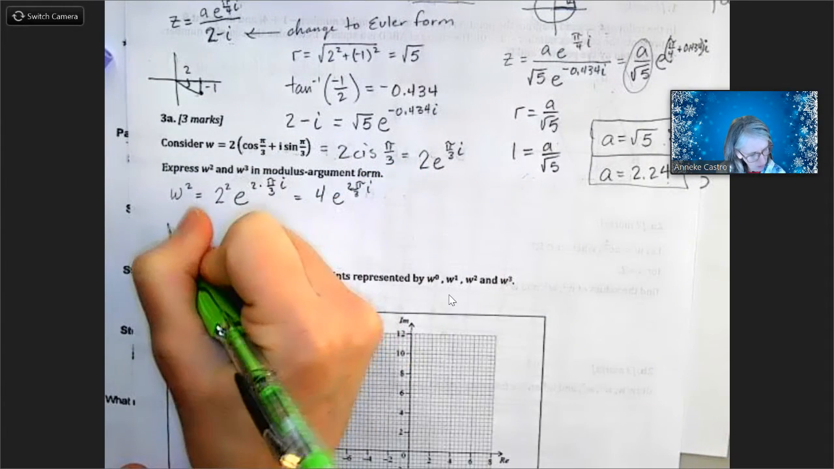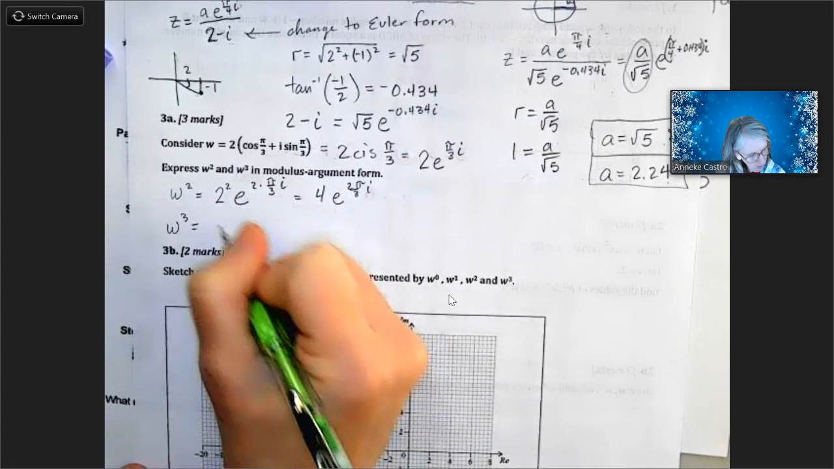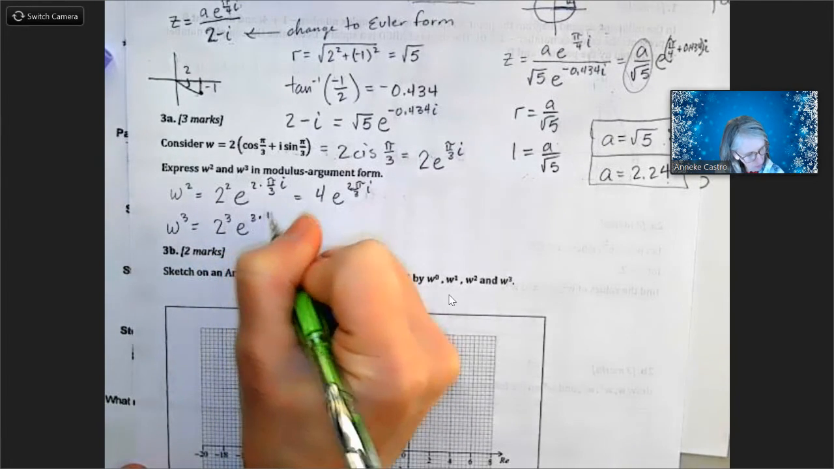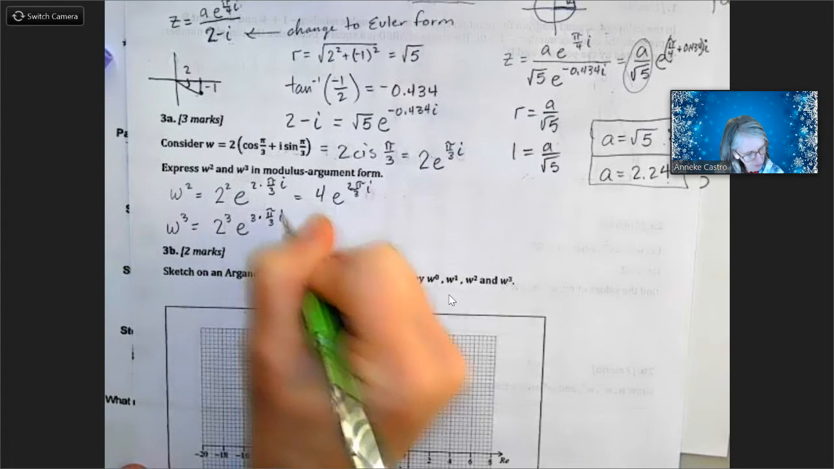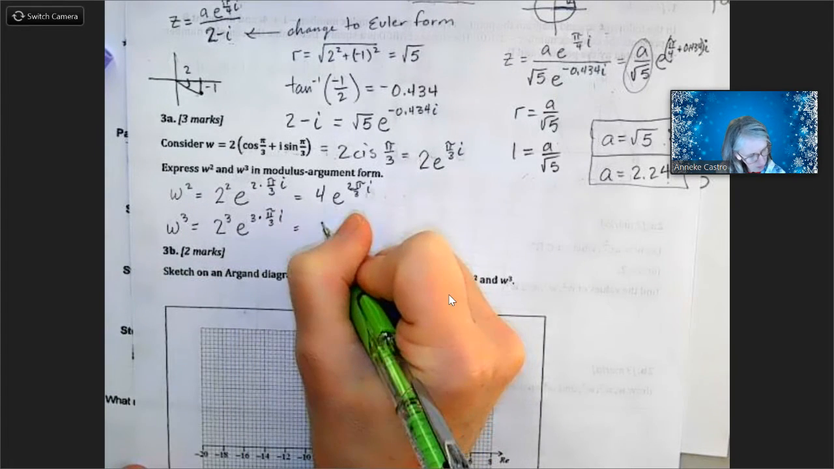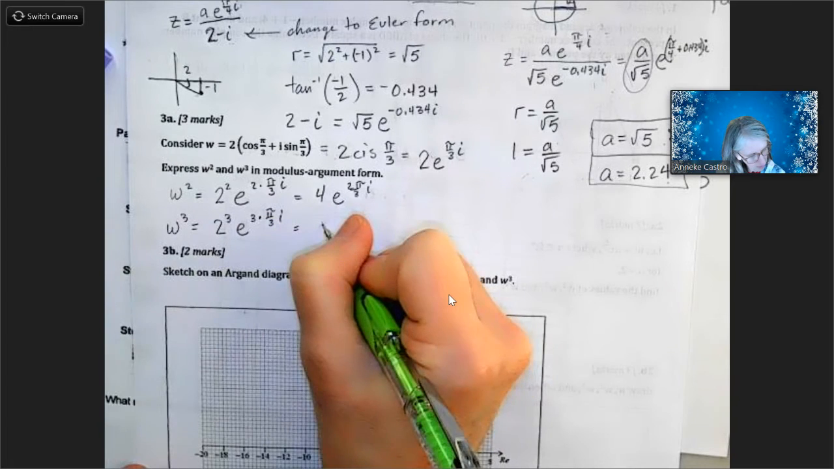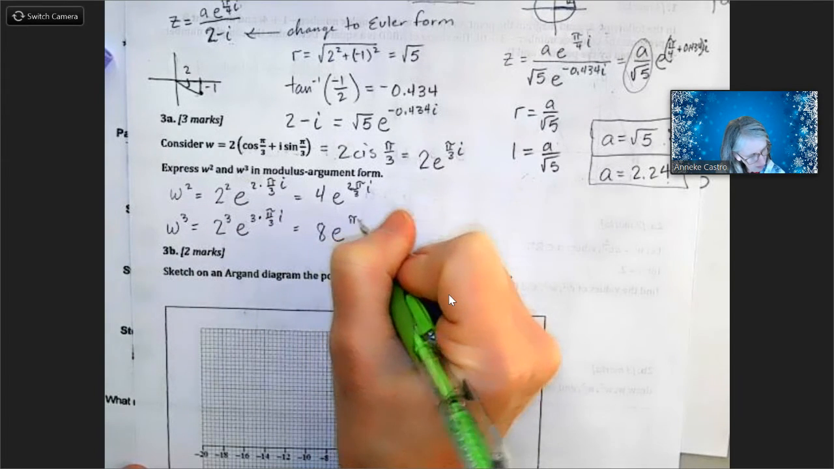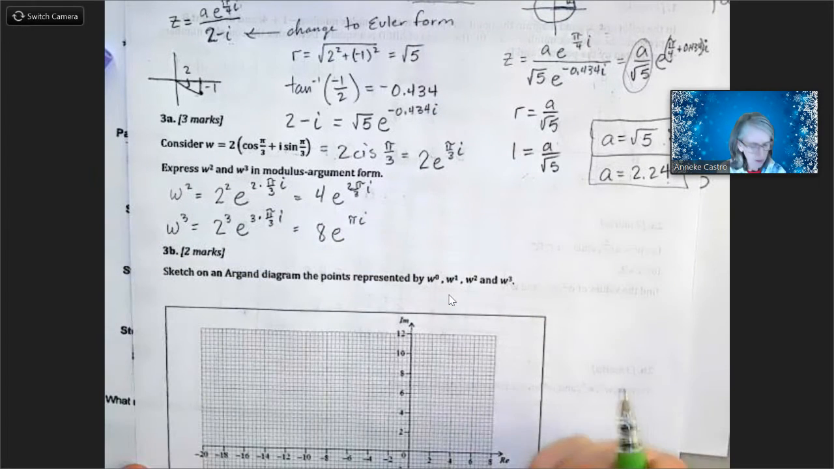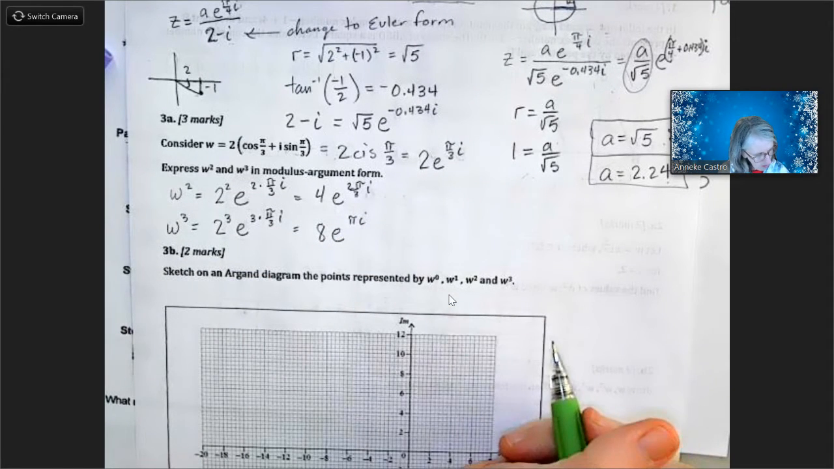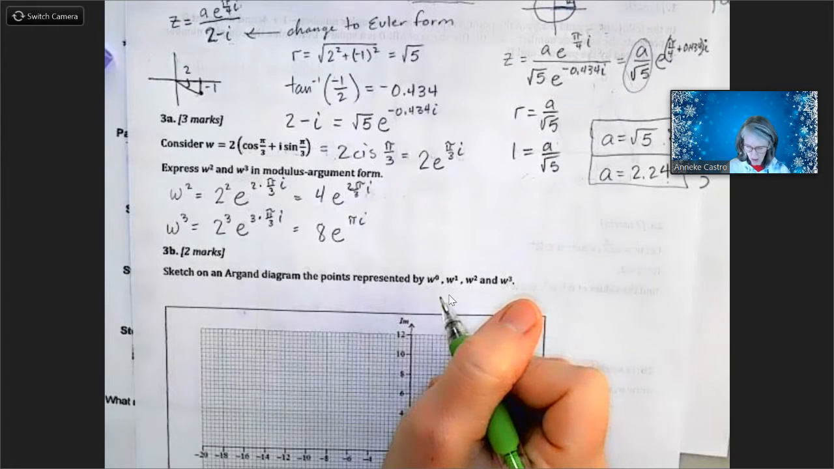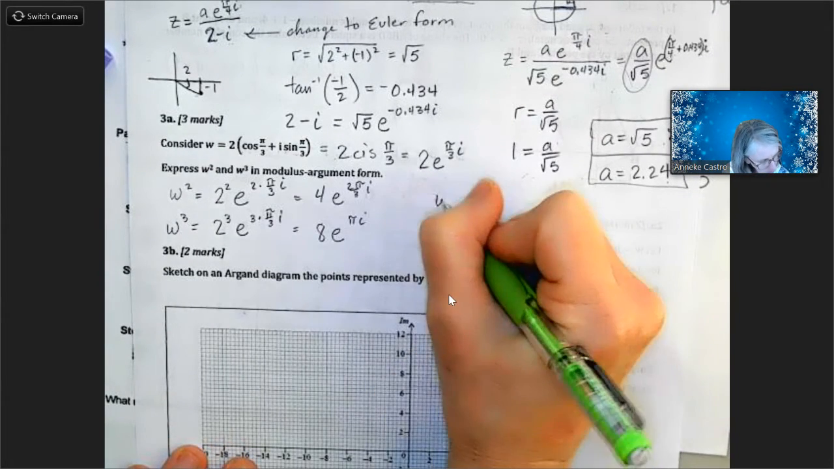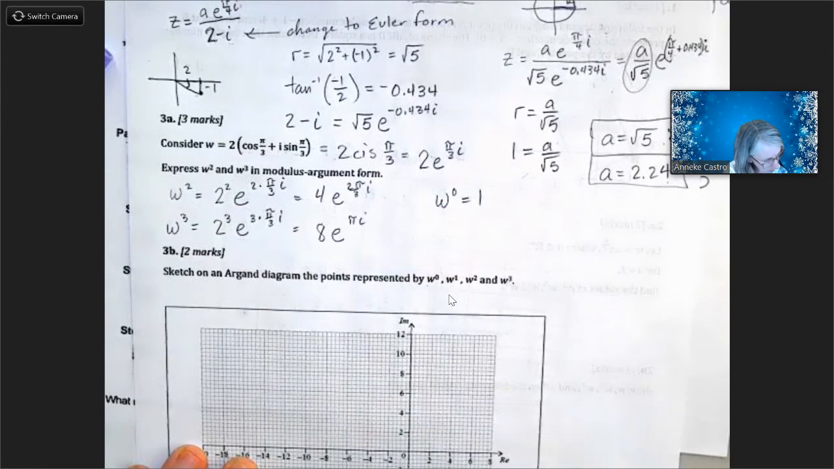Okay, and then w to the third, that's going to be 2 to the third, e to the 3 times pi over 3i. So that gets me 2 times 2 times 2 is 8, e to the pi i. So the 3's cancel out. All right, so then they want me to sketch this on the polygon diagram, and they want me to start with w to the 0. Anything to the 0 is just equal to 1.